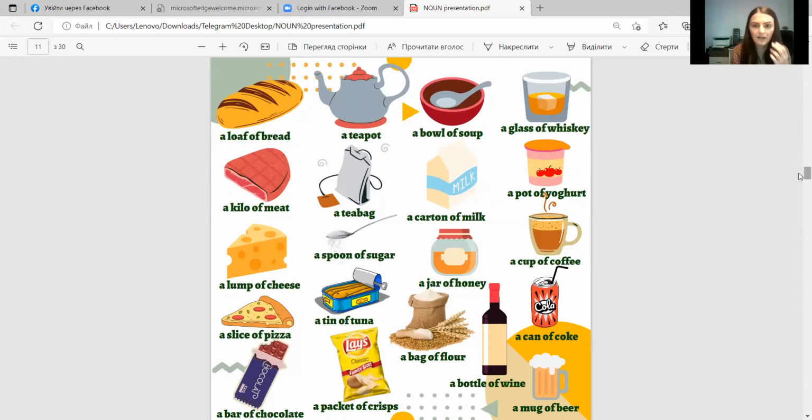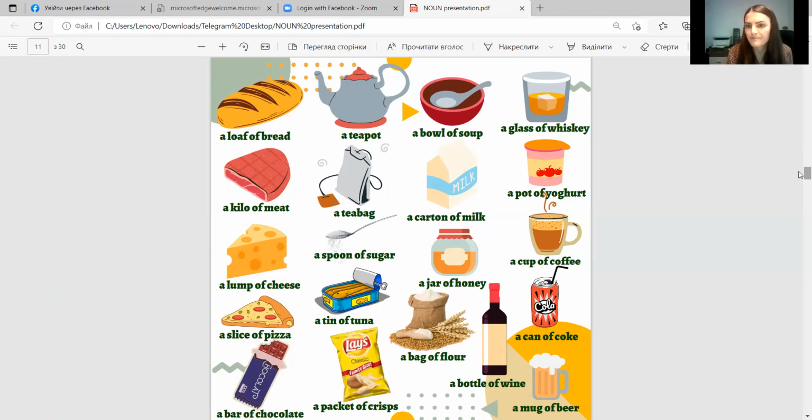you can see the difference, yeah, can, it's usually for liquids, but tin, why is it tin? Because you need this tin opener, right? Then a bar, плитка, packet, пачка, bottle, бутылка, mug, такий кухоль. So we have one more picture, but I would like just to say that in this case, you can count these partitives. Yeah, you can say two loaves of bread, or there are many tea bags, or two spoons of sugar, like that.